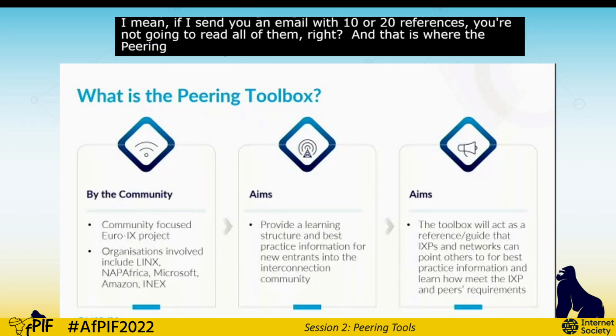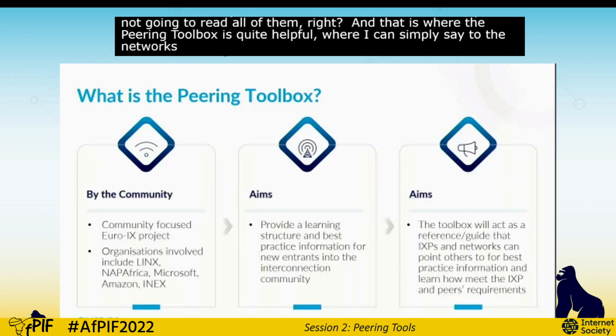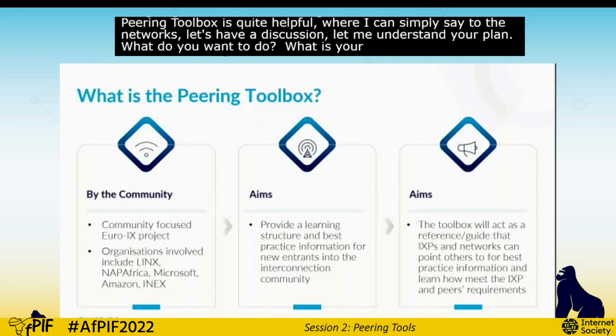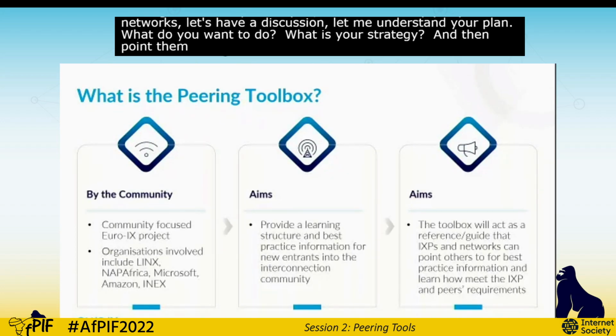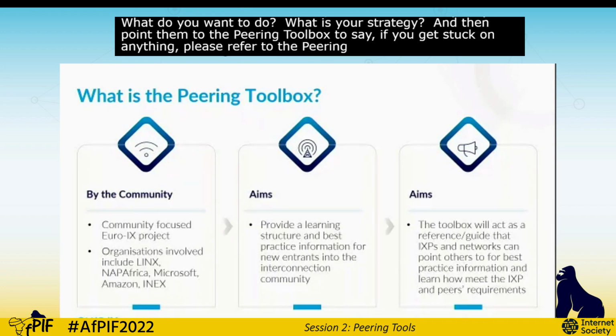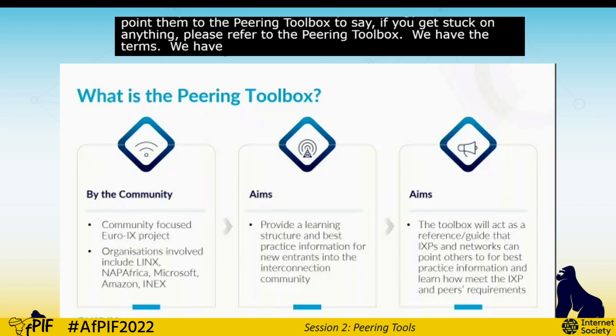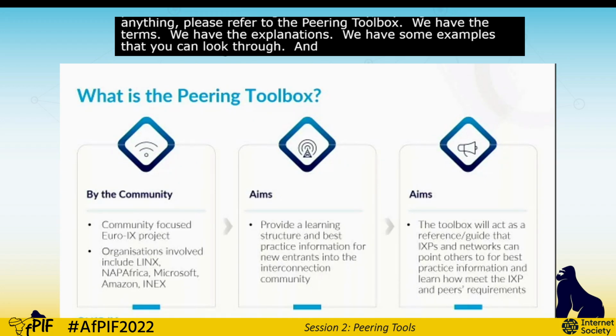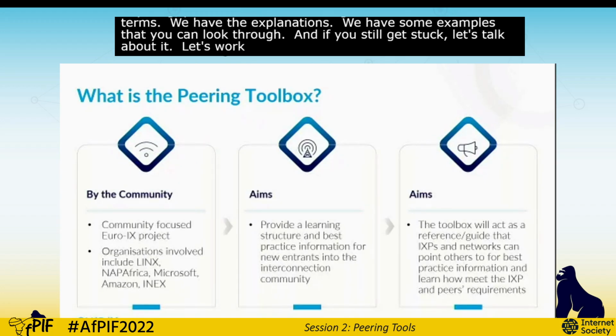Where I can simply say to the networks, let's have a discussion. Let me understand your plan. What do you want to do? What is your strategy? And then point them to the peering toolbox to say, if you get stuck on anything, please refer to the peering toolbox. We have the terms, we have the explanations, we have some examples that you can look through. And if you still get stuck, let's talk about it. Let's work on this together.